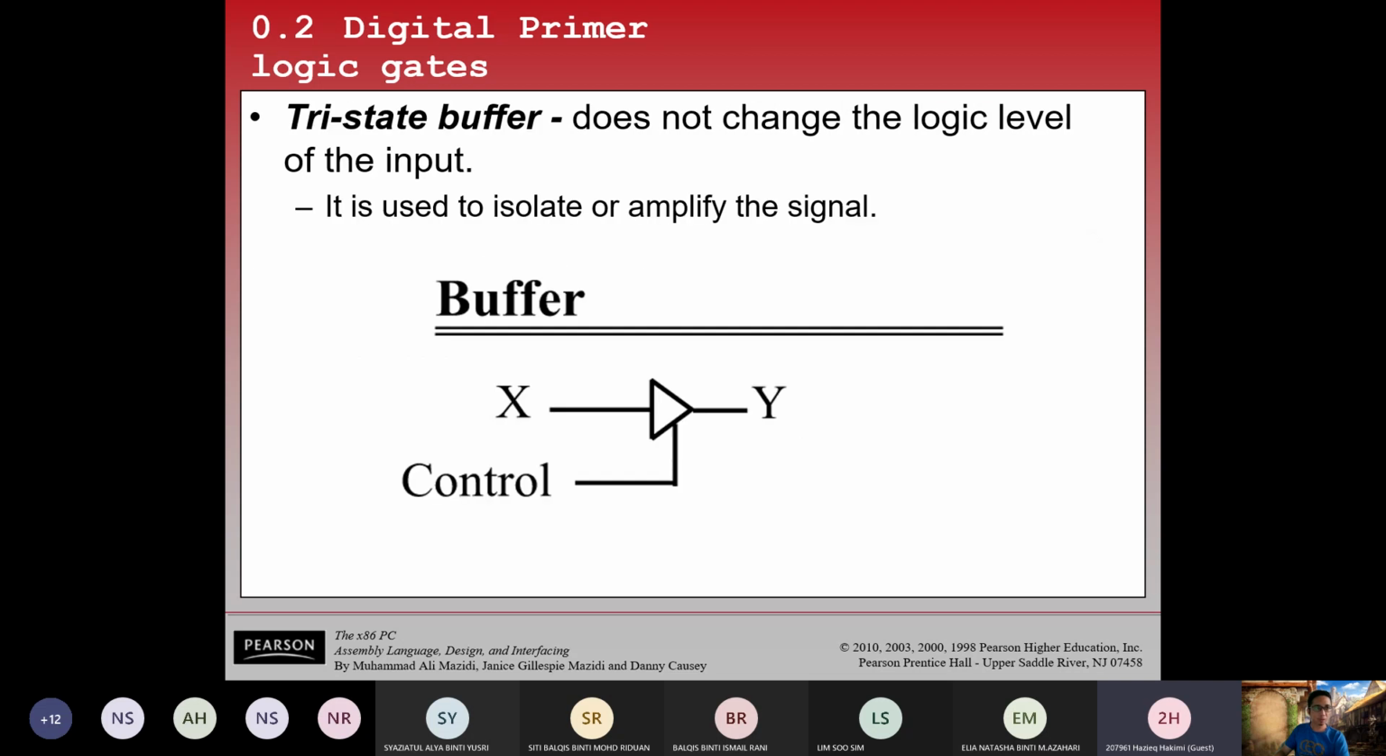And we have one more logic gate, which is a buffer. A buffer means that we want to isolate or amplify the signal. Let's say from 3 volts, we want to increase it to 5; we can use this buffer. It does not change the logic level of the input: if it is 1, it is still 1. It just changes the signal, but not the logic level. So remember the function of the buffer.